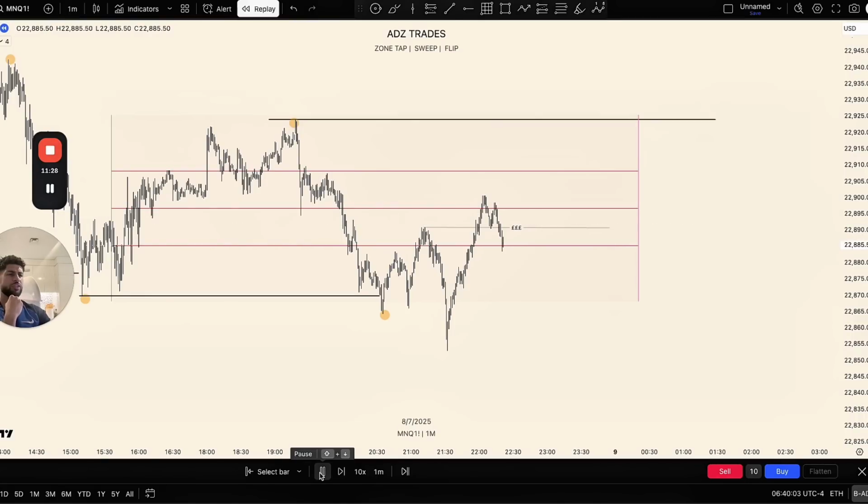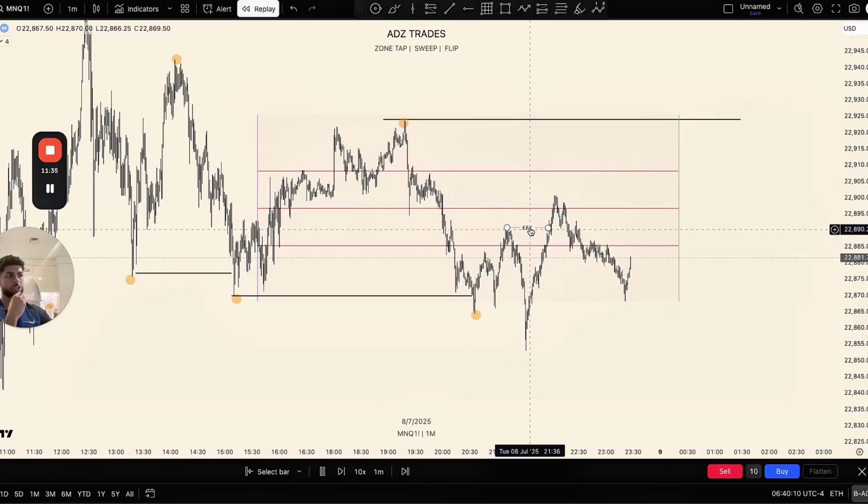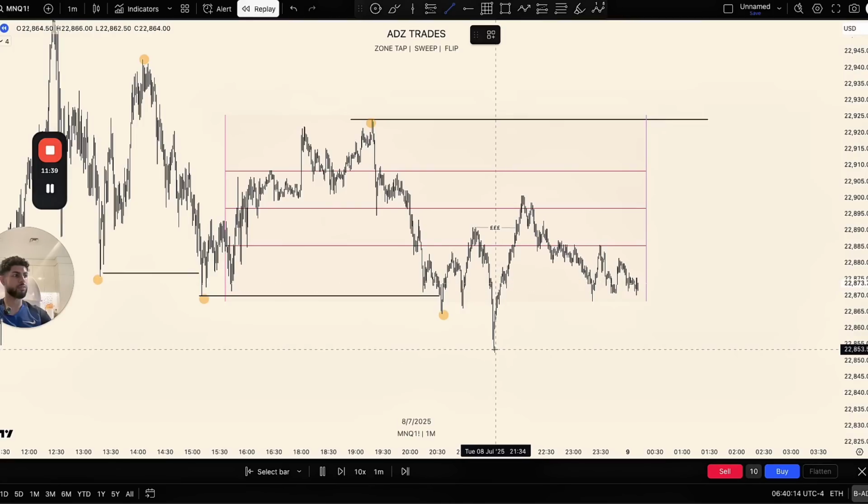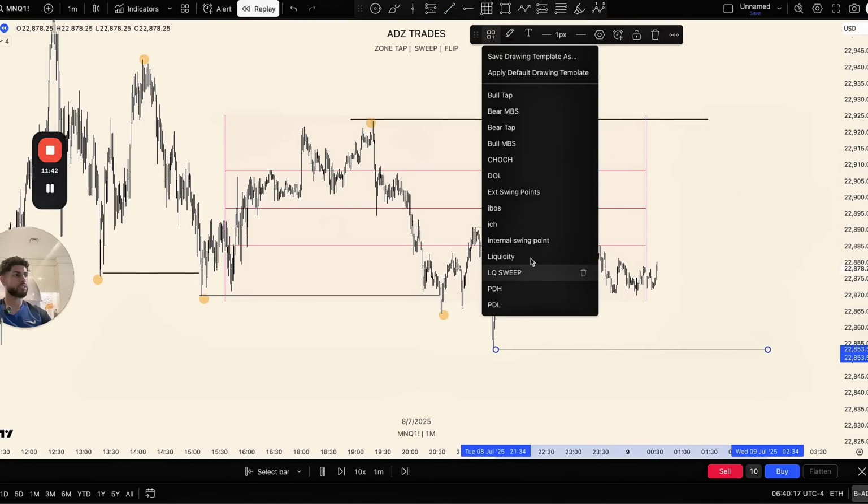There's a sweep. Hopefully I'm right, otherwise I've embarrassed myself. But I'm expecting this to be a fake sweep. People who don't know structure properly are going to mark this as their protected high, and we should stop them out and give us AMN traders the money.